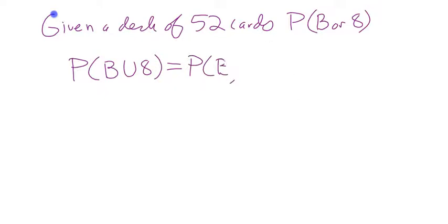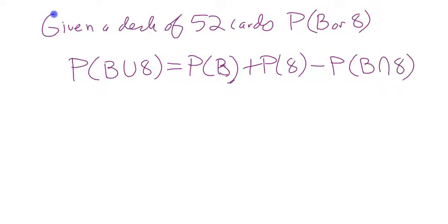Let's clean that up. Plus the probability of 8. And now you ask the question, is there an overlap? Are there blacks and 8s? And you say, yeah, there are. So then we subtract black and 8.